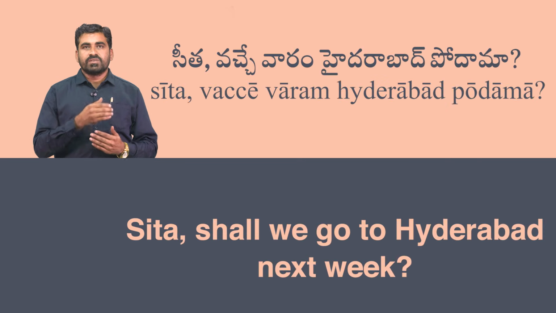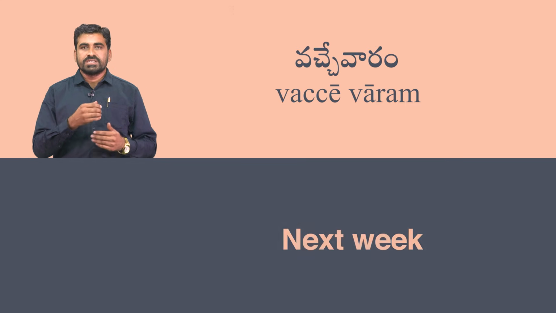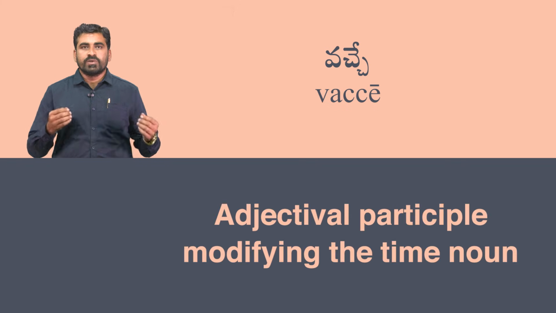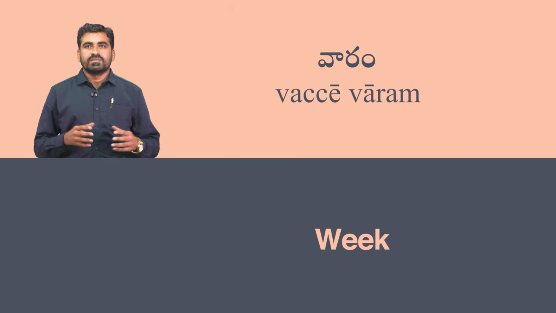Explanation note. The sentence "Sita, vache varam Hyderabad podama?" is an interrogative sentence that expresses a suggestion using the hortative form. The word Sita is a noun in the vocative case, used to directly address the listener. The phrase vache varam means next week, where vache is an adjectival participle modifying the time noun varam, meaning week.